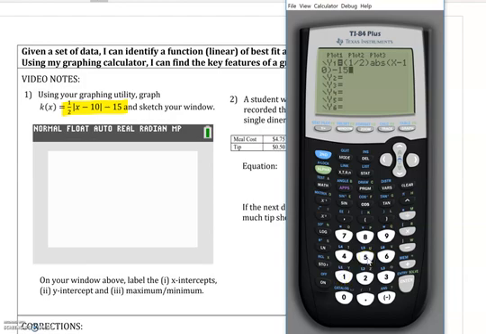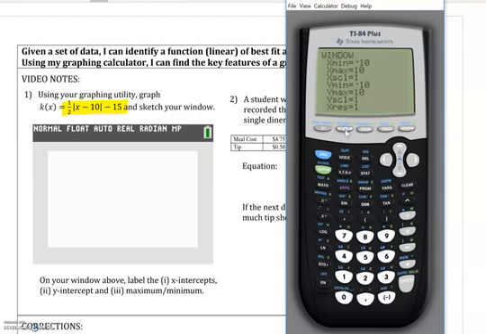If I want to get that picture, I'm going to go ahead and start with the standard window. So I'm going to hit zoom 6. If I hit zoom 6, notice that my picture does not look like a V. I cannot see the whole absolute value function yet. It started to draw a little bit on the left. It went way too far down and way too far to the right. So I need to adjust my window.